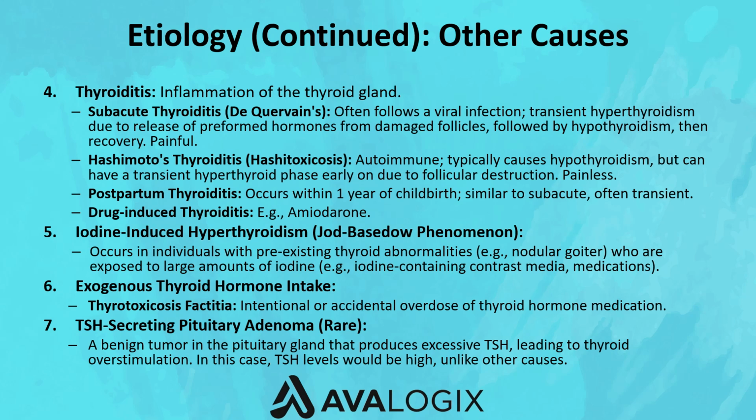Then there's Hashimoto's thyroiditis. Interestingly, although it mostly causes hypothyroidism, it can have an early hyperthyroid phase called hashimotoxicosis, when the follicles break down and leak hormones. Postpartum thyroiditis is another transient form and occurs after childbirth. We also have iodine-induced hyperthyroidism, the Jod-Basedow phenomenon, especially in patients with pre-existing thyroid issues who suddenly consume excess iodine.